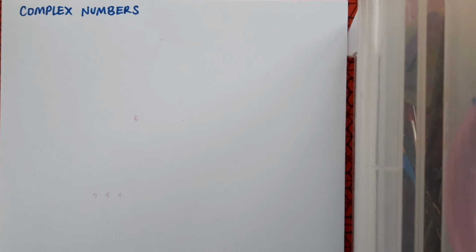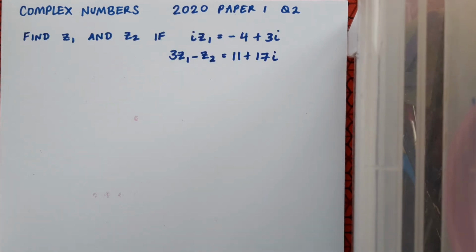This complex numbers solution is for the 2020 paper. It's paper 1, question 2, and it's just the first bit of it. So we're asked to find z1 and z2 if iz1 equals minus 4 plus 3i and 3z1 minus z2 equals 11 plus 17i. And we want to find it in the form a plus bi.